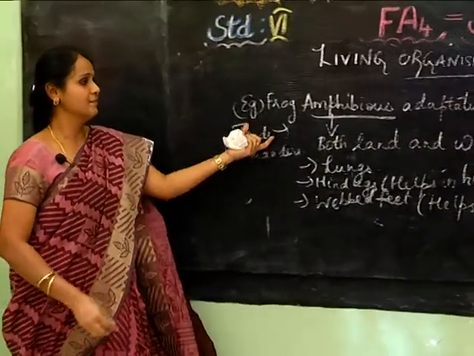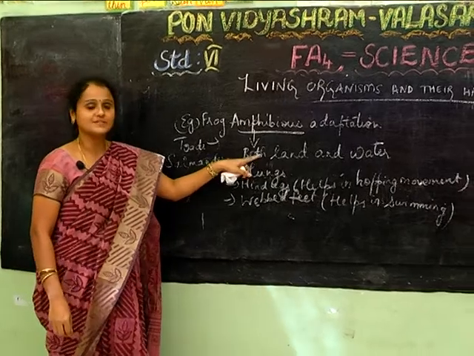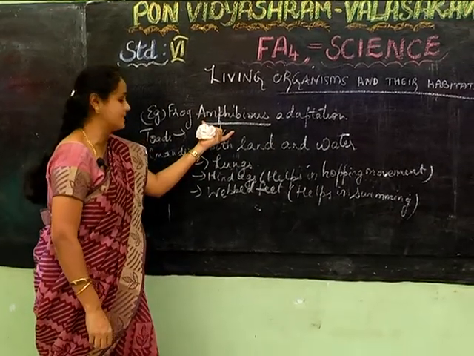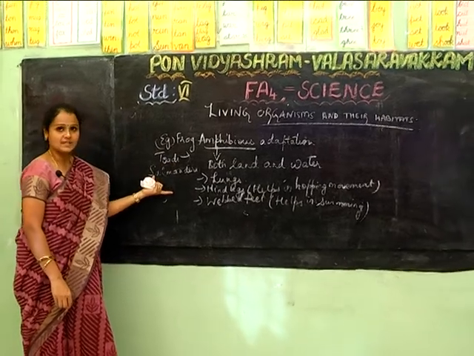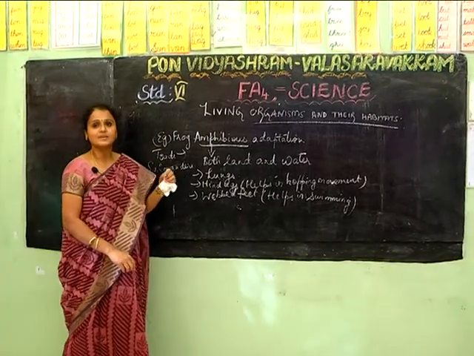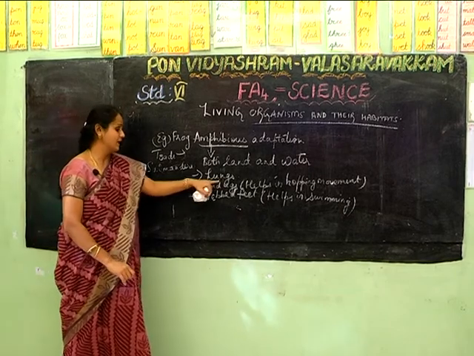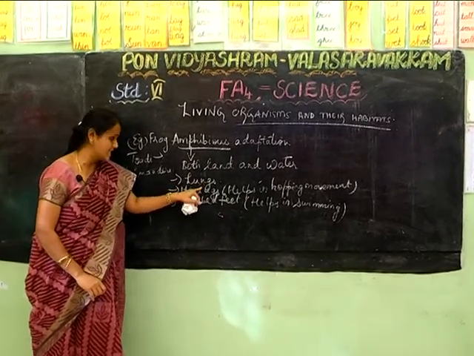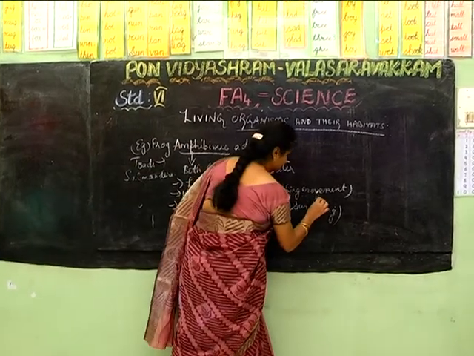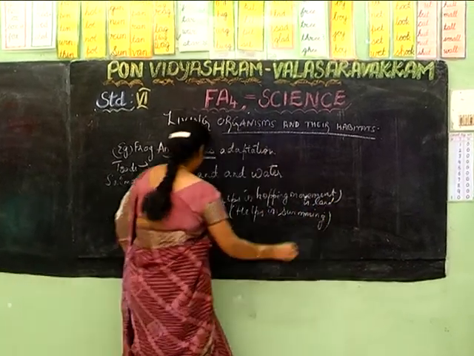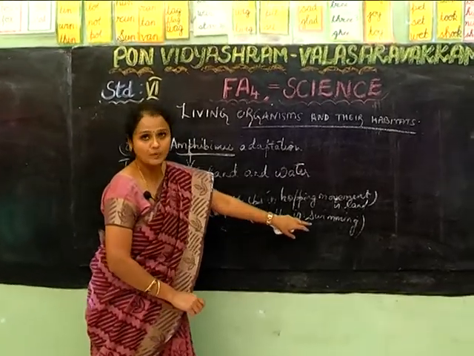So I'll repeat the amphibious adaptation. The definition for amphibious is animals which live both in land and water, we call it amphibious adaptation. Example is frog. Other than that we have toads and salamanders. Usually the body is moist and slimy, which helps the frog to respire. The main respiratory organ in the frog is lungs. It has hind legs which help in hopping movement on land. And they have webbed feet. The role of the webbed feet is that it helps in swimming.